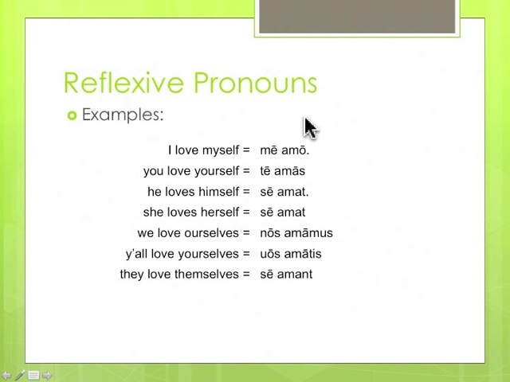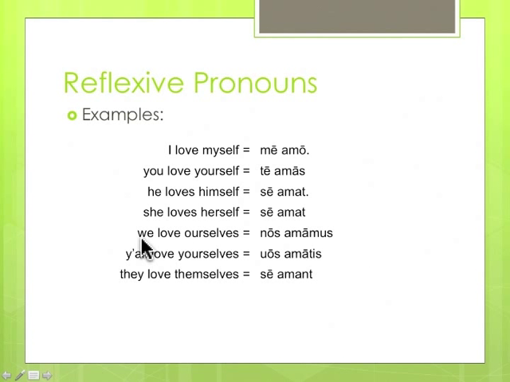Let's look at some examples. If you want to say I love myself in Latin, you merely say me amo. There's no special form to indicate that this is reflexive. We just use the same pronoun as we learned long ago. You love yourself is te amas, but he loves himself is se amat. There is a special reflexive form here that means himself. It's the same form that you use for she too. She loves herself is se amat. Here's se. Se is masculine or feminine and neuter in the singular, so it can be himself, herself, or itself.